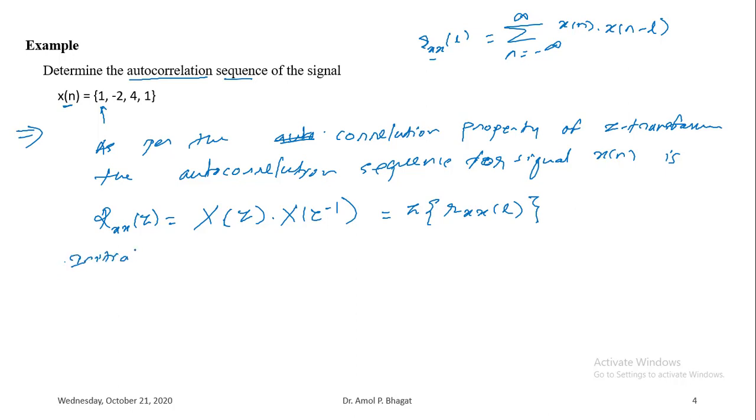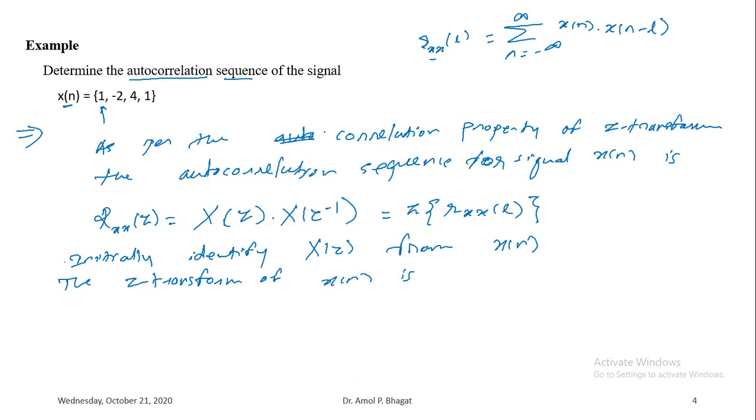Initially, identify capital X of z from x of n. The z transform of x of n is given as the summation, n equals minus infinity to infinity, of x of n into z to the power minus n. So this is nothing but your capital X of z.